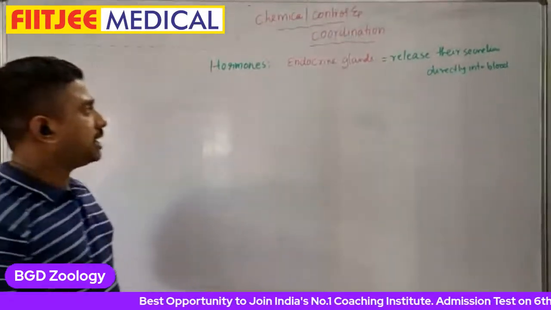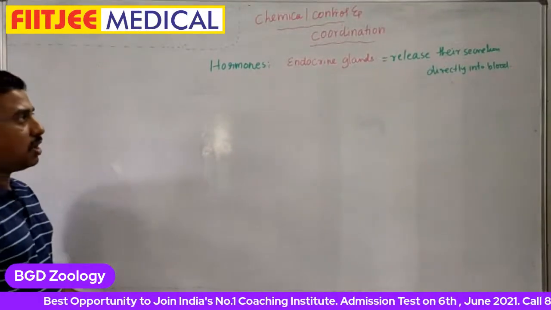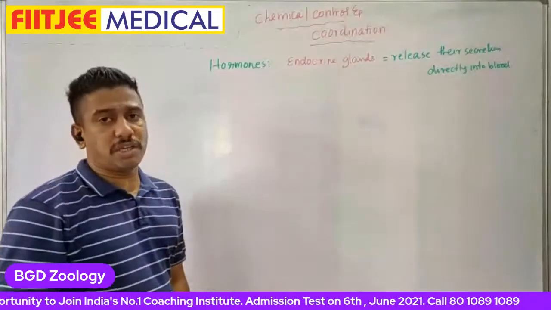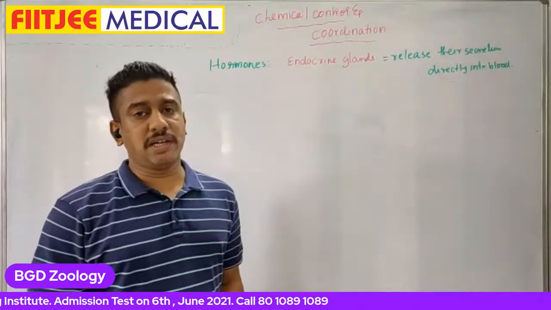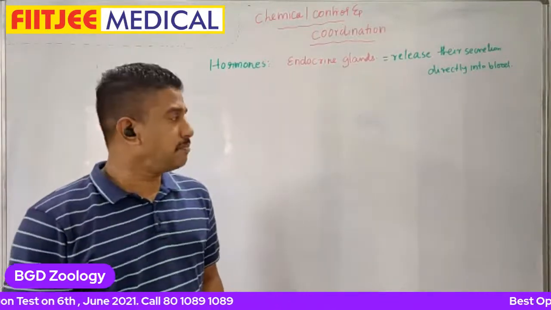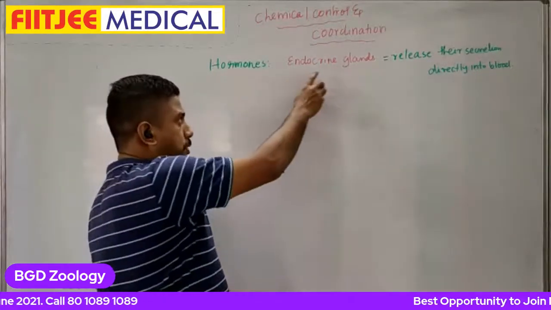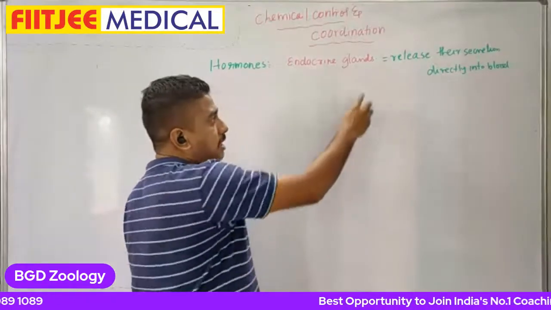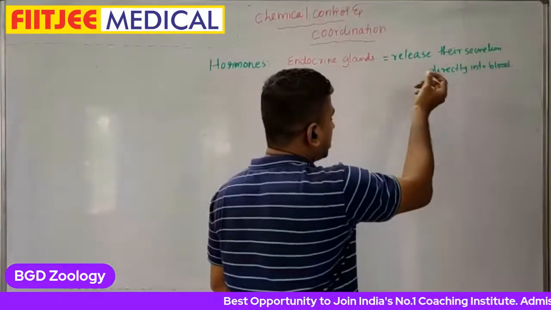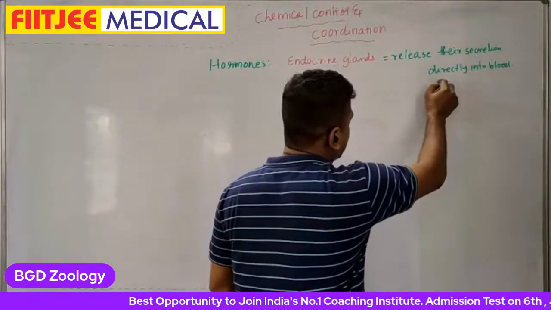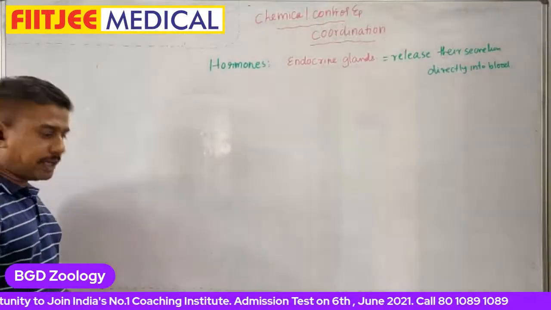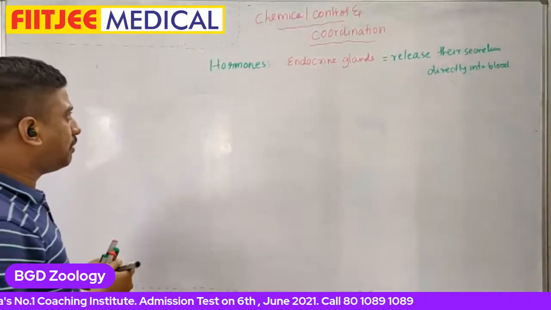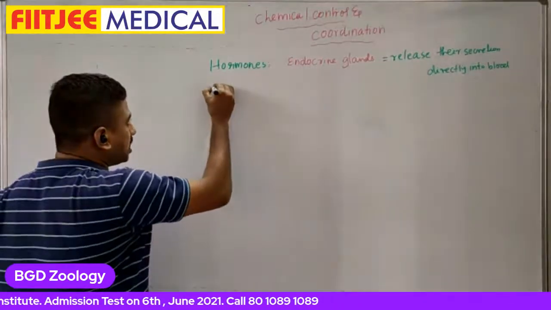So let me tell again. We have the hormones in the chemical coordination system. They are the most important participant in that system. These hormones will be produced by endocrine glands. The character or behavior of endocrine glands is that they release their secretion directly into the blood. Before we go into further details, we have to define the hormones. What is a hormone?